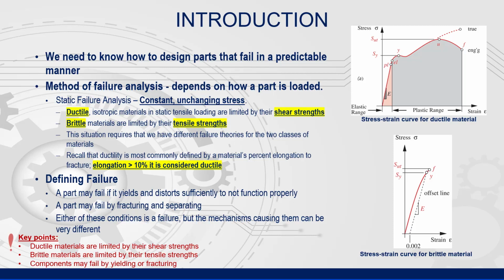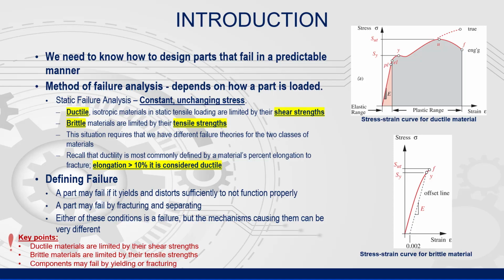How a part will fail is dependent on how it is loaded. The material type is also a factor. Ductile materials are limited by their shear strengths, whereas brittle materials are limited by their tensile strengths. Remember, ductile materials will have greater than 10% elongation at break. Brittle materials will have less than 5% elongation at break. Between 5 and 10%, it's somewhat of a transitional range and may require an evaluation in both brittle and ductile failure modes.